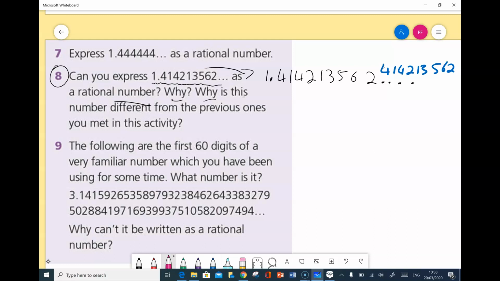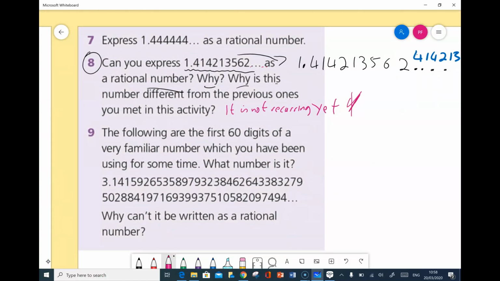So why is it different from the previous numbers? It is not recurring. And I would say not recurring yet, because I don't know what's happening next. So I don't basically have enough information, that's why it's different. All the other ones started repeating. The 1 doesn't have to be part of the repetition, but there has to be repetition in here somewhere.